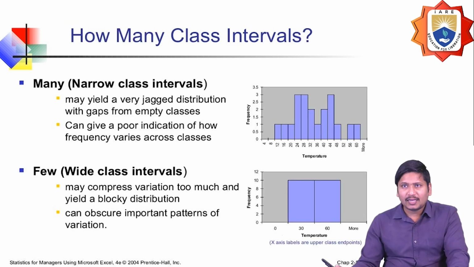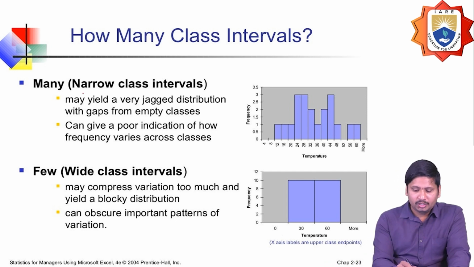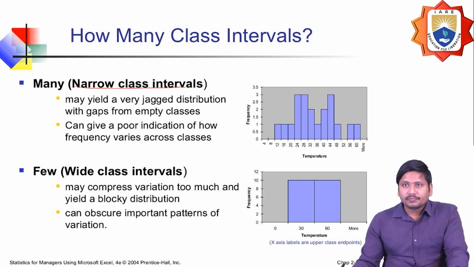Normally these class intervals have different types: many and few. Many means narrow class intervals. Narrow class intervals can yield a very jagged distribution with gaps from empty classes and should also give a poor indication of how the frequency varies across the classes. Few means wide class intervals, which can compress the variation too much and yield a blocky distribution, and can also obscure important patterns of the variation.